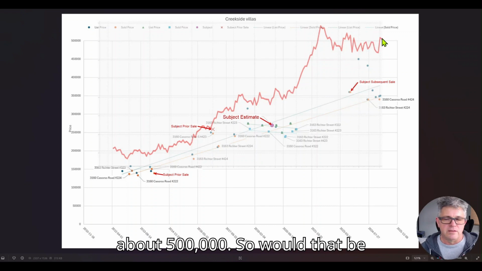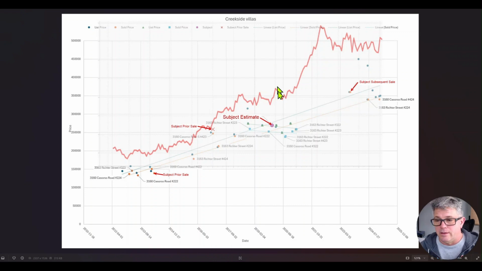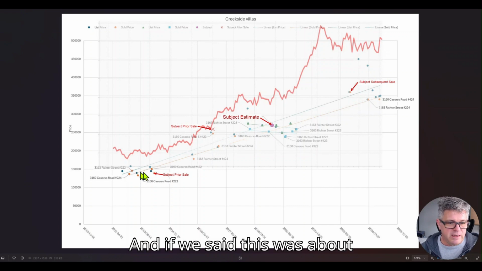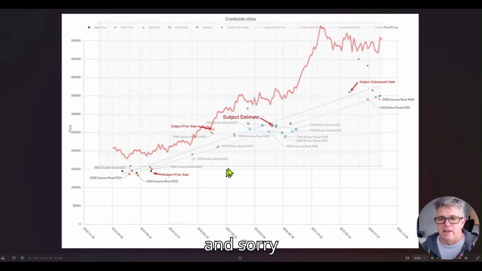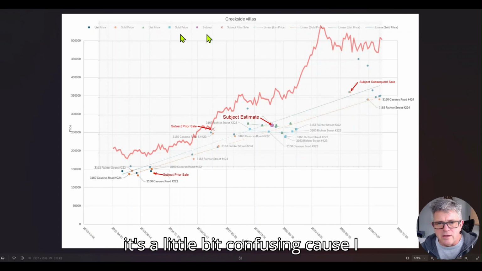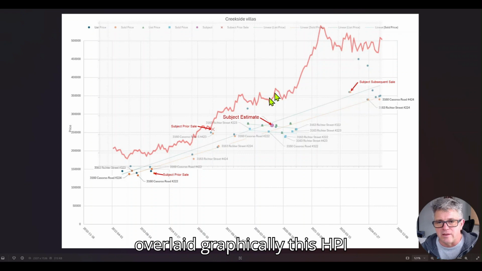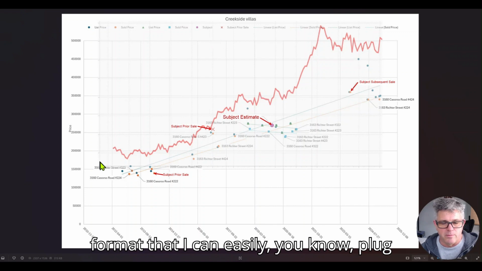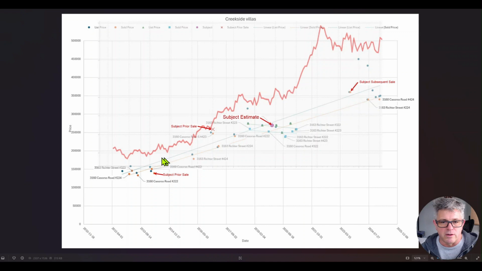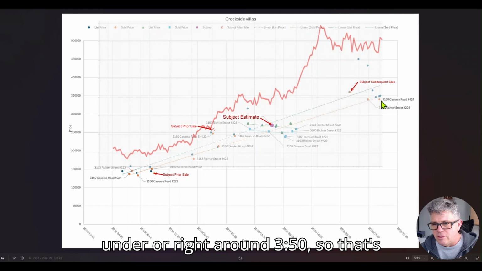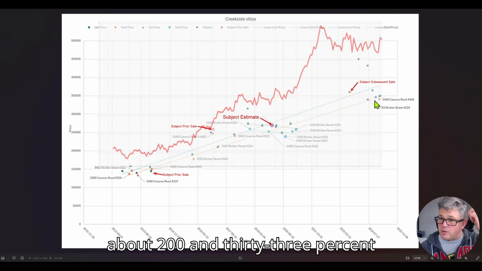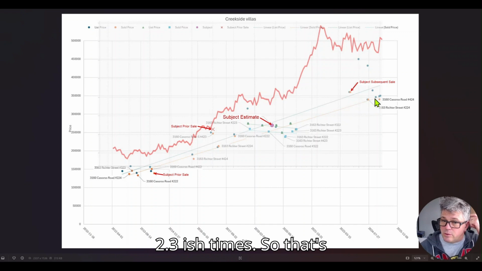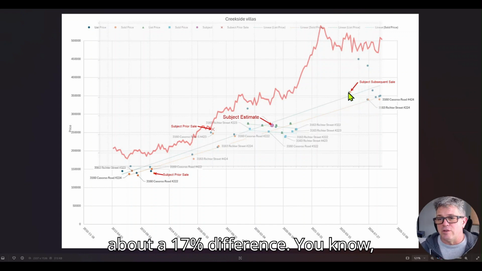We're at about 500,000. So would that be a 250% increase? And if we said this was about 150,000 back in here, sorry, it's a little bit confusing because I overlaid this HPI data graphically, because I don't have it in a format that I can easily plug into the other model. But anyways, if we go from 150,000 to maybe just under or right around 350, that's about 233%, 2.3-ish times. So that's about a 17% difference.